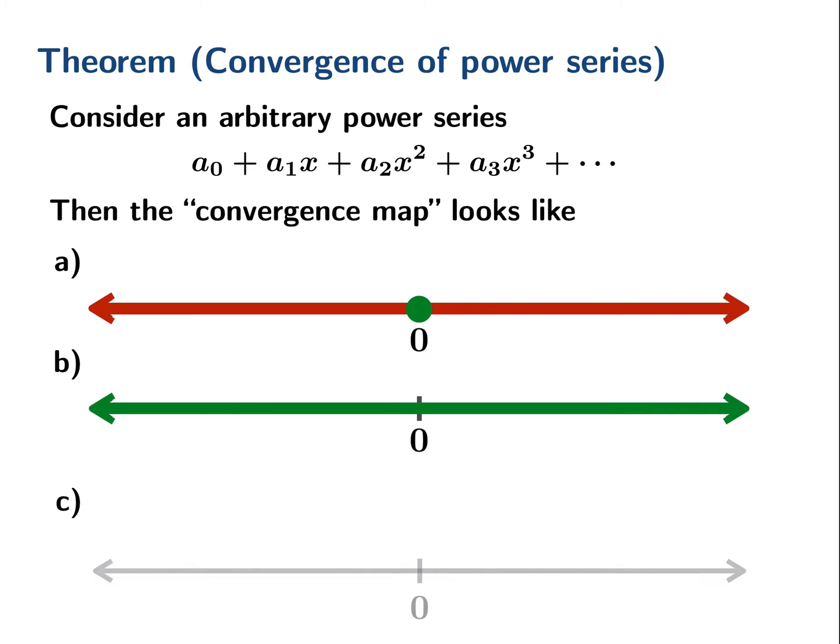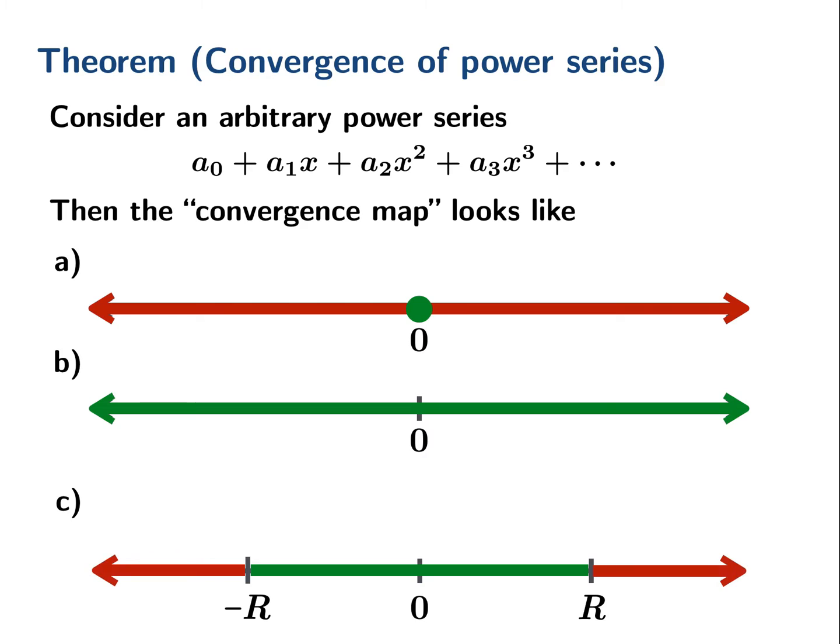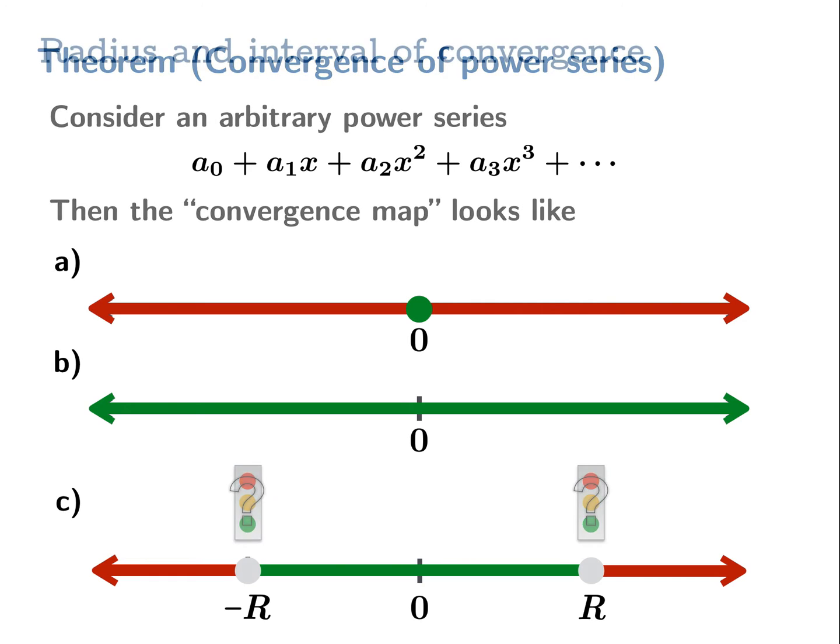And then the third, most interesting case is when there's a value of r for which the series converges between negative r and r. It diverges to the left of negative r and to the right of r, and at the endpoints between these regions, you just don't know. The theorem doesn't really say what could happen. In fact, anything might happen. So these are your three cases. No matter what power series you look at, one of these will apply to it.